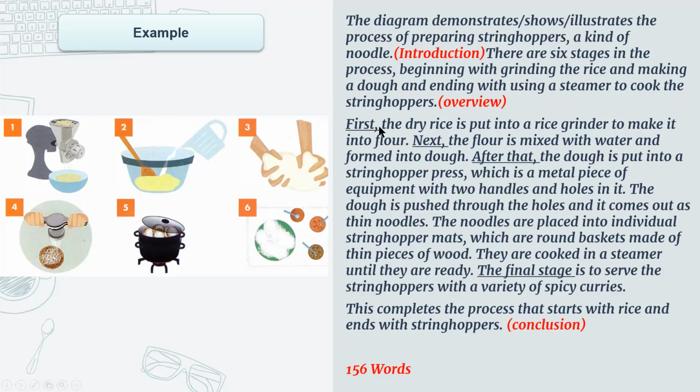Okay. First, the dry rice is put into a rice grinder to make it into flour. So this is the first step. We used a sequencing word, first. Then we used next. You could say second or secondly. Okay, it doesn't really matter. The flour is mixed with water and formed into dough.